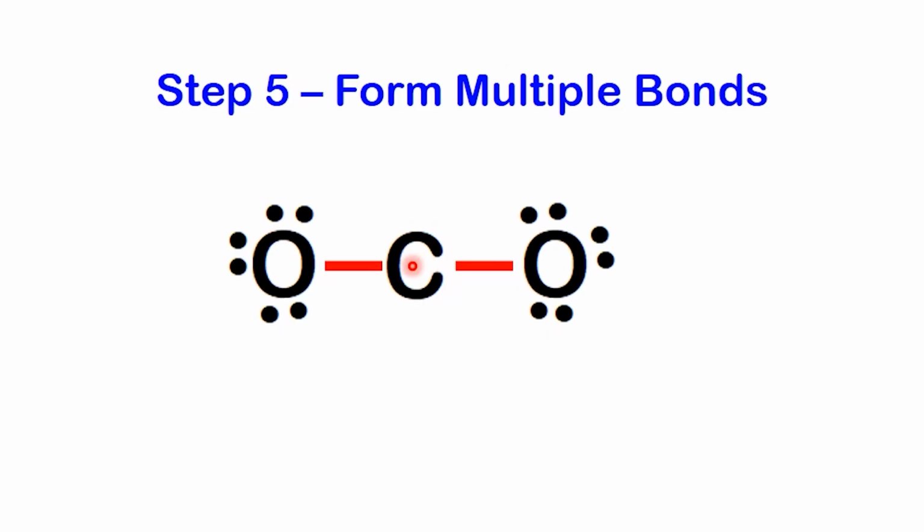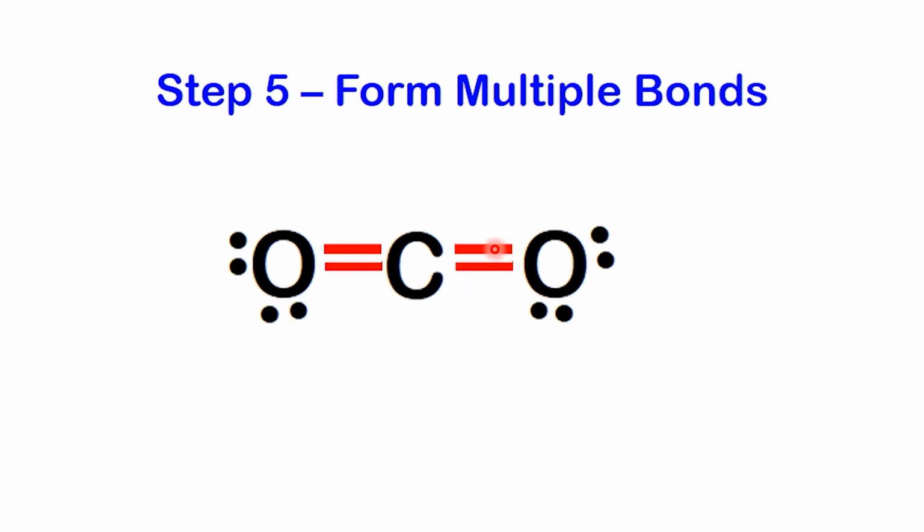Step 5. We check the central atom. Right now, carbon only has 4 electrons, so it hasn't reached an octet yet. To fix this without adding more electrons, we have to share. We'll move 1 lone pair from each oxygen to form double bonds with the carbon.